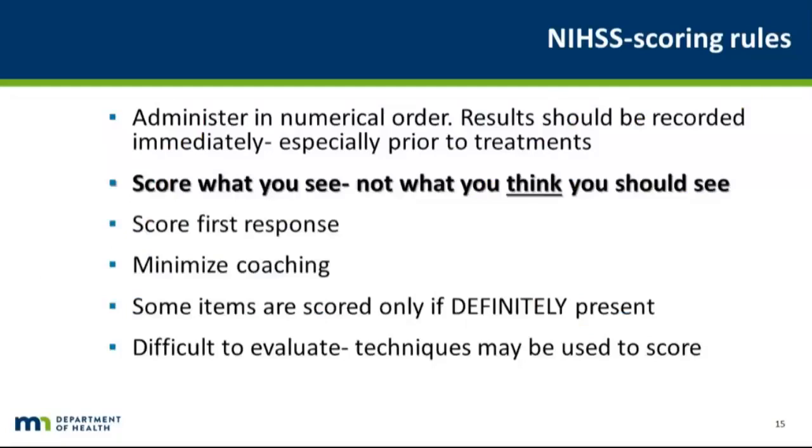The NIH Stroke Scale rules are to administer the assessment in numerical order. Results should be recorded immediately, especially prior to treatment. I bolded the next rule as it's kind of the golden rule for scoring: score what you see, not what you think you should see. Score the first response for most of the elements. Minimize your coaching. Some items are scored only if definitely present. For example, ataxia is scored as absent in the patient with hemiplegia because it's not definitely present at the time of exam. And lastly, for those difficult to evaluate patients, there are some techniques that may be used to score.